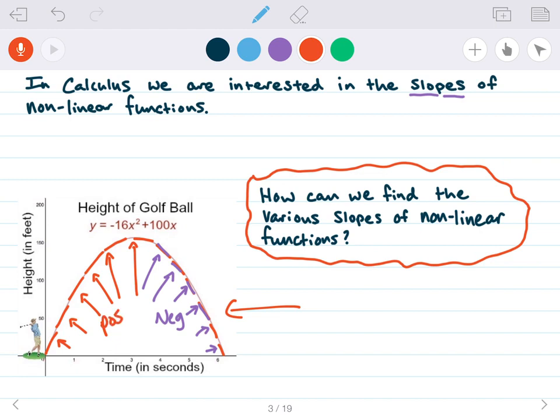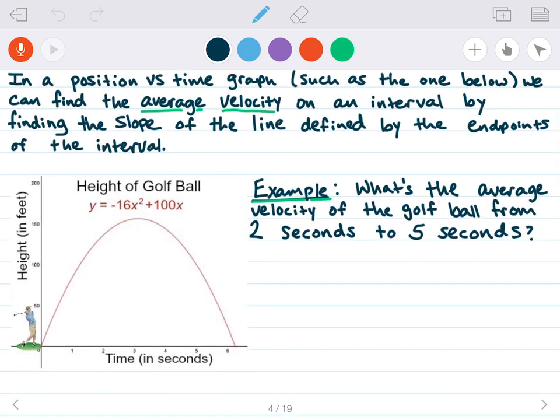And we're going to use calculus to actually figure out what is the slope at an instant of time. For example, what is the slope of this curve when time equals 3 seconds? And what does that even mean? So the first thing we're going to talk about is approximating the slope at a point.